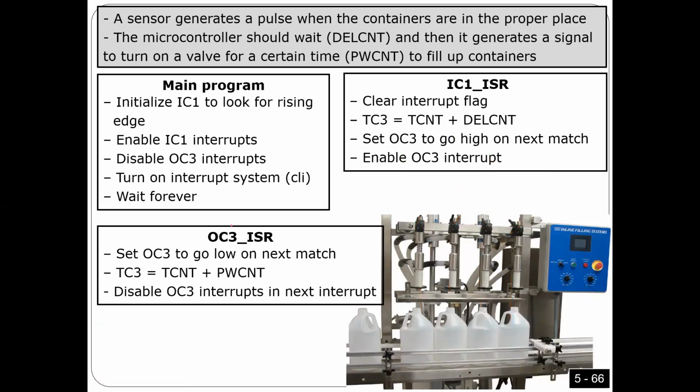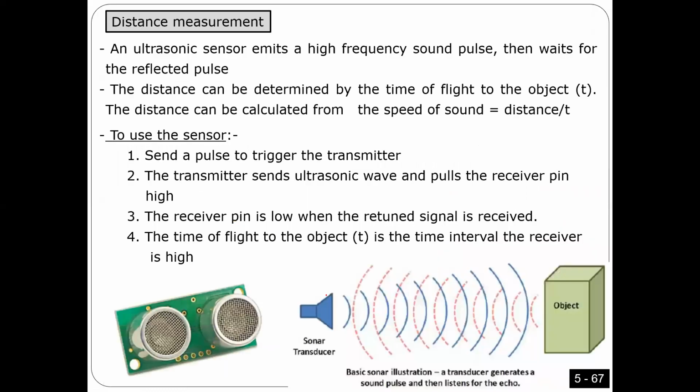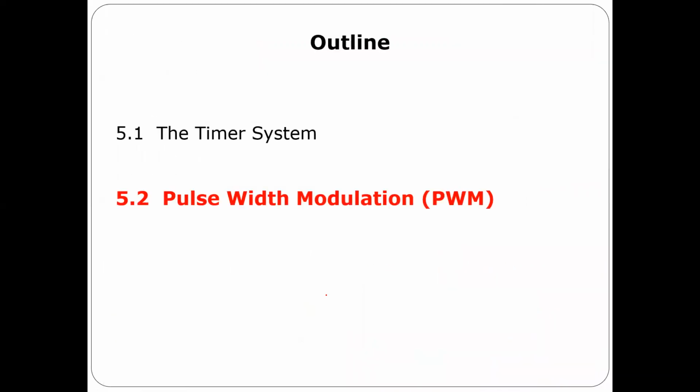So here, for example, as you see in output compare 3, I told you that you have to disable output compare 3 in the next interrupt, right? That's it. I already explained this one last time. So it's a very interesting application, and I explained it. Any question, guys, so far?